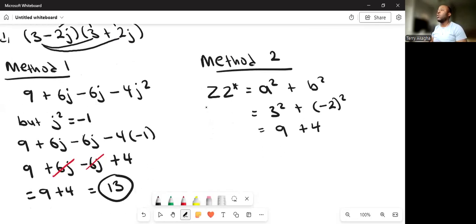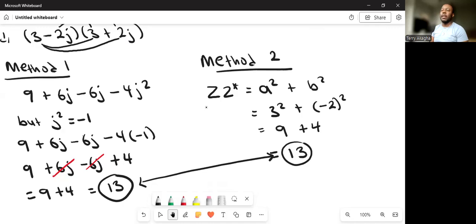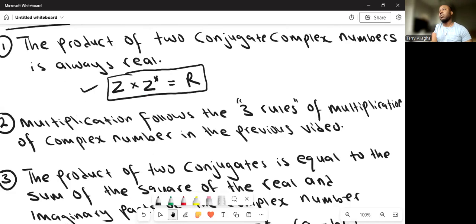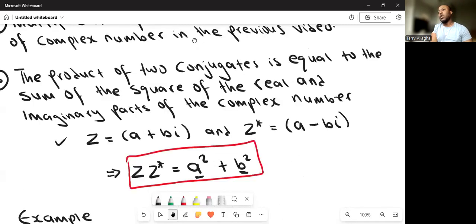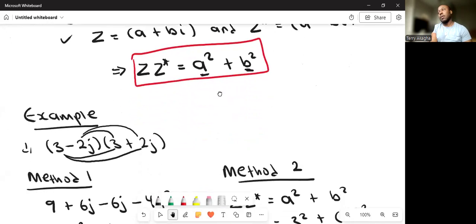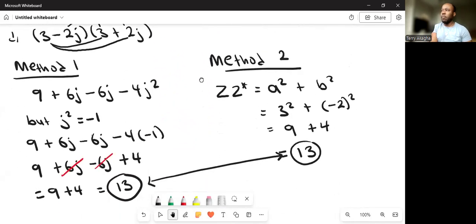And then 9 plus 4 is going to give us what? 13. So you can see we got exactly the same thing. All right, so that was what I was just trying to explain in this video. So when you're multiplying two conjugate numbers, it's going to be real. Can you see? If you look at rule 1, I told you it's going to give you a real number. So you can see we got a real number at the end. Also, it's equal to the sum of the squares of the real and the imaginary part. See, and that is that.